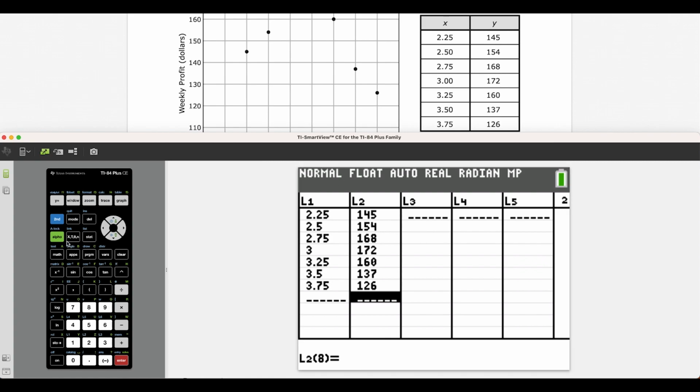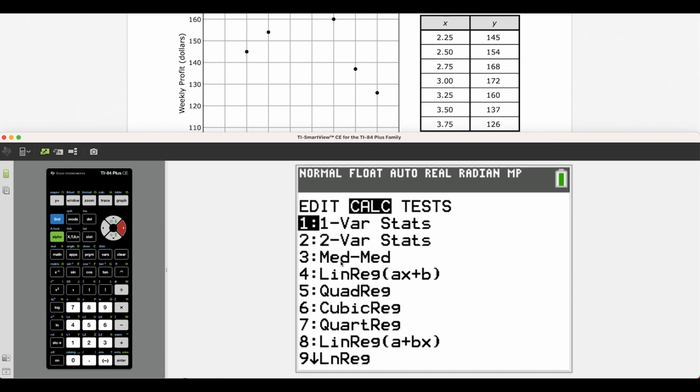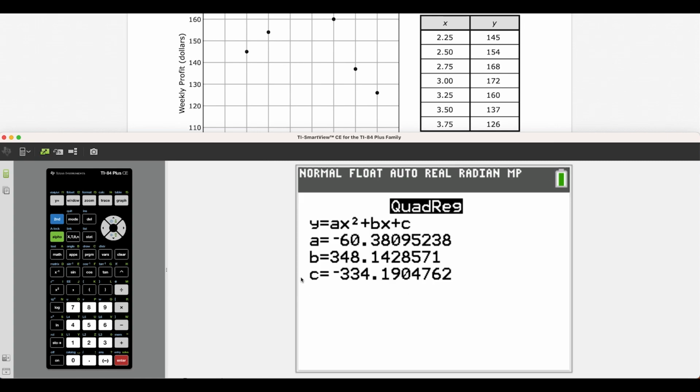Once we got everything inputted here, remember all the answer choices had an x squared attached. So when I go to calculate, I'm going to do a quadratic regression, because I want to come up with a quadratic formula that best captures this data. That's going to be option 5. We keep pressing enter and we calculate. And this is the data we're going to need.